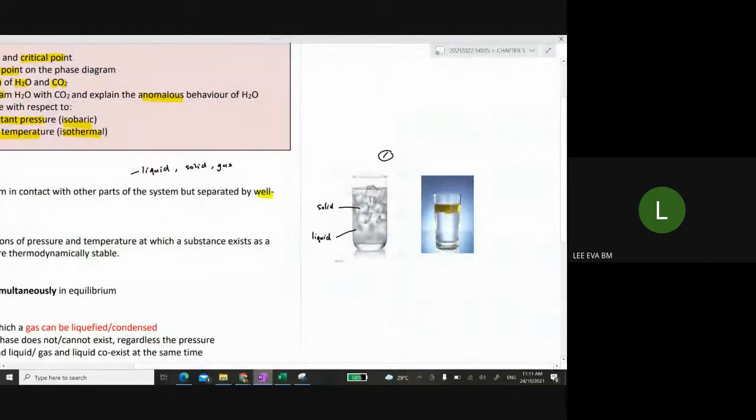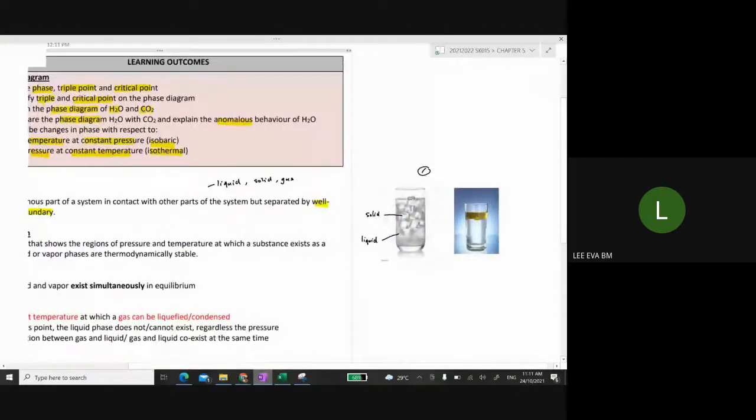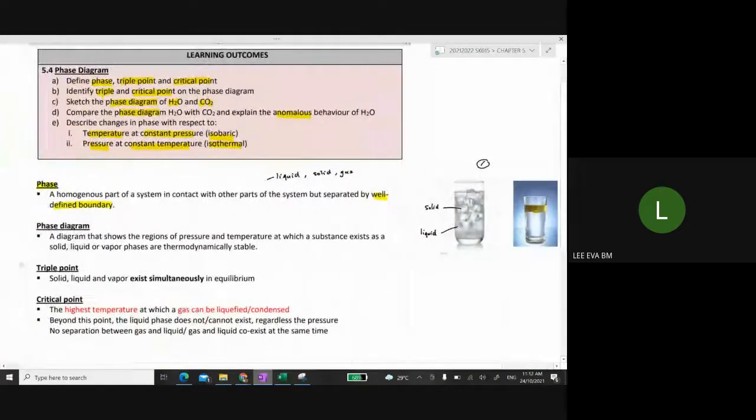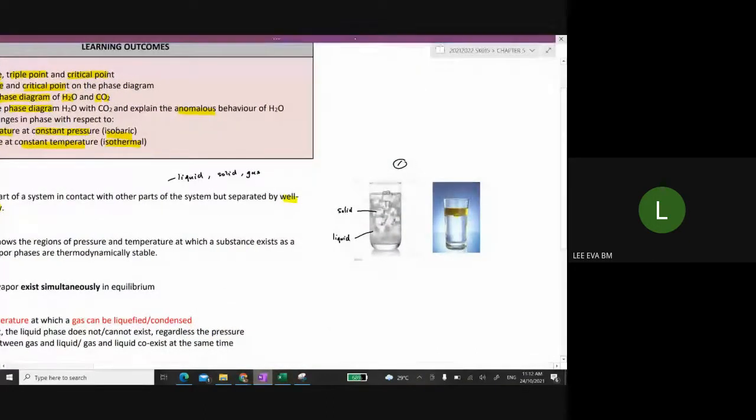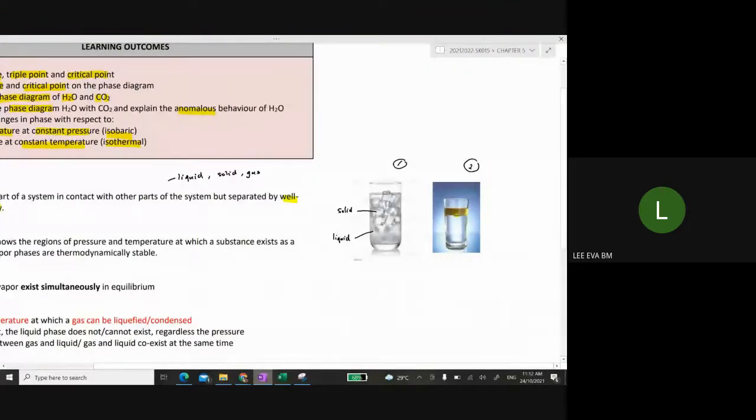Okay, we go back to this one. All right, so madam, go back to the diagrams over here where we have the liquid phase over here.